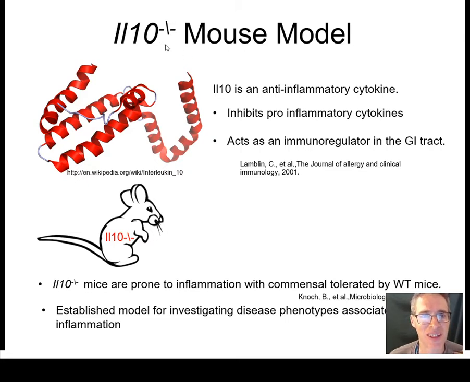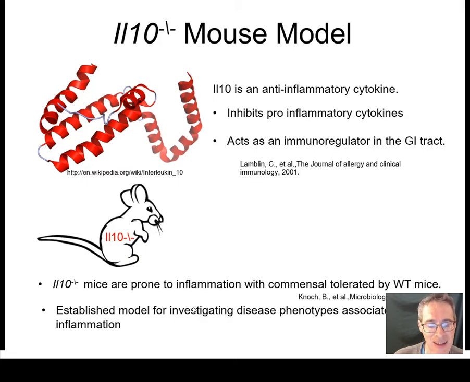If you're used to reading these symbols of gene names for mice, IL-10 is the name of a gene. IL-10 is an anti-inflammatory cytokine. This is its structure. This is a protein that inhibits inflammation in the gut. So this double negative sign here means that these mice are genetically engineered so that this gene is missing in the mice. And since this is an anti-inflammatory cytokine, it means that these mice are more prone to inflammation.